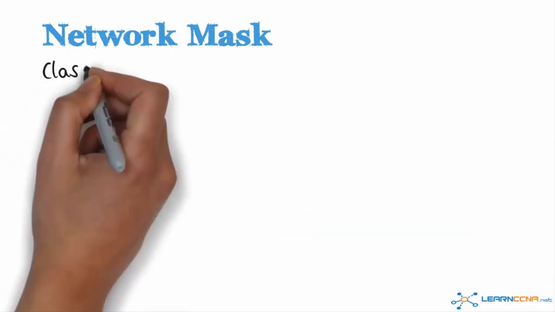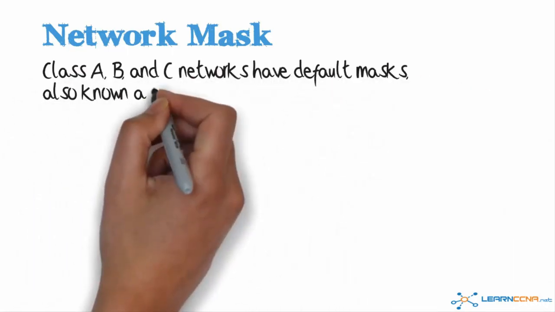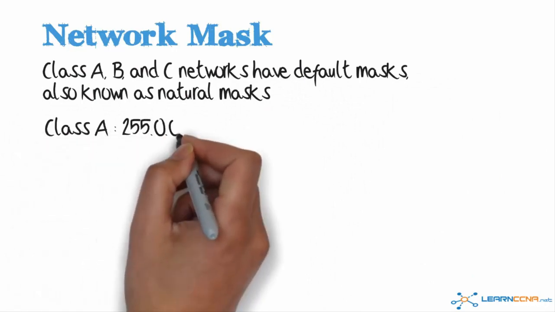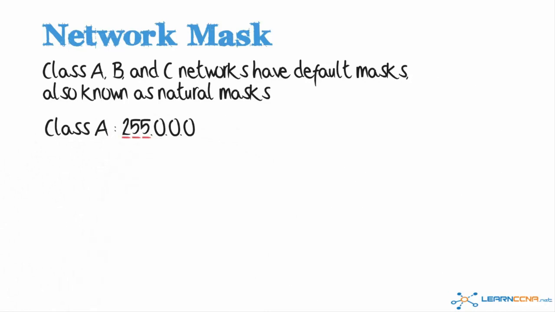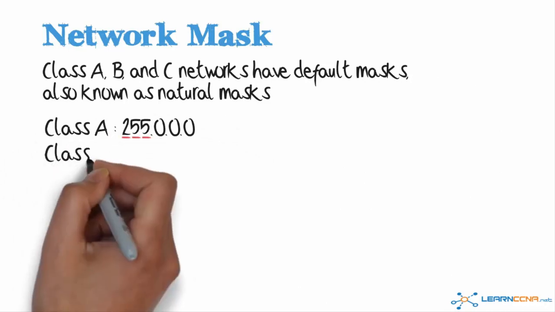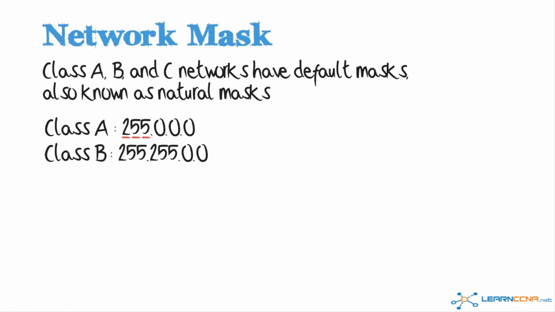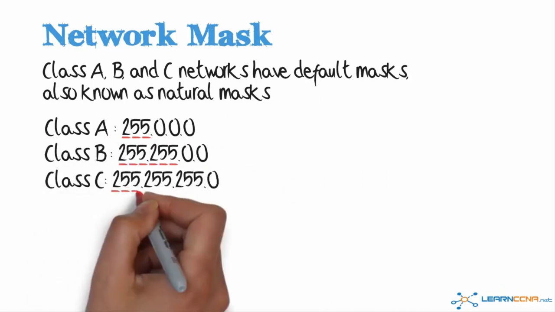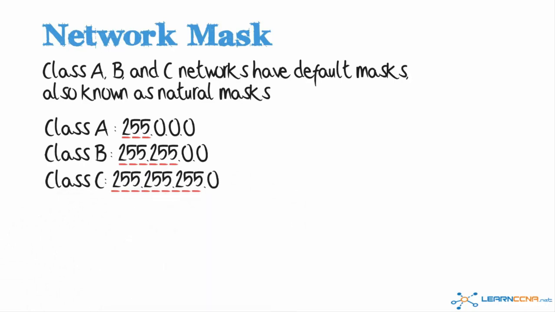Now, as I've explained, Class A, B, and C networks have default masks, which are also known as natural masks. In a Class A address, the first octet is the network. In a Class B address, the first two octets are network, and with a Class C address, the first 3 octets are the network portion. I'll explain more complicated subnet masks in the subnetting videos, but let's first start with some simple examples.